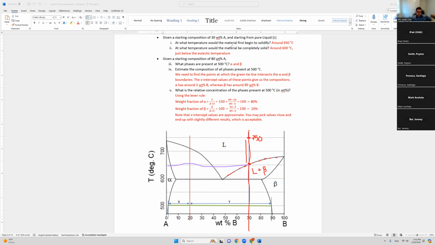At what temperature would the material be completely solid? So you cool down further. And once you go below this line, which is the eutectic line, right? In this region here, this peak region, you have completely solid phases, 2 solid phases. So the answer is about 600 degrees Celsius. If you cool down below 600 degrees Celsius, which is the eutectic temperature, the material will be completely solid.